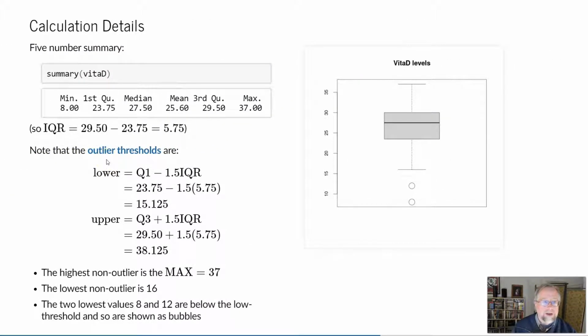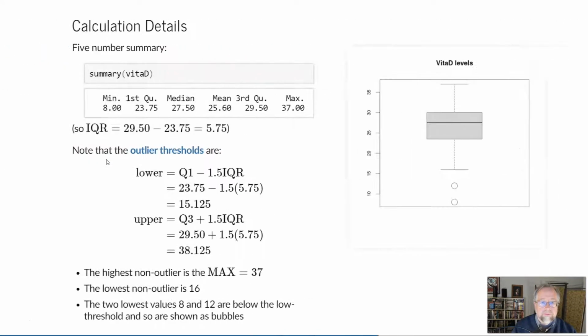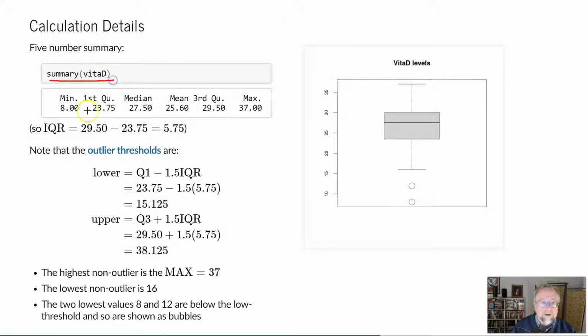Let's see what we got here. So I'm going to use R to make my life easier. I'm going to use the summary command. First quartile 23.75, third quartile 29.5. The IQR is the difference, 5.75. I can calculate my thresholds. Q1 minus 1.5 IQR. Q1 was 23.75. The IQR was 5.75 times 1.5, taking the difference, 15.125. So the upper threshold, Q3 plus 1.5 times the IQR, that's at 38.125.